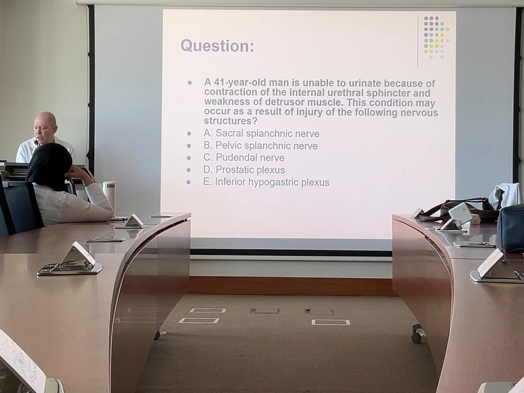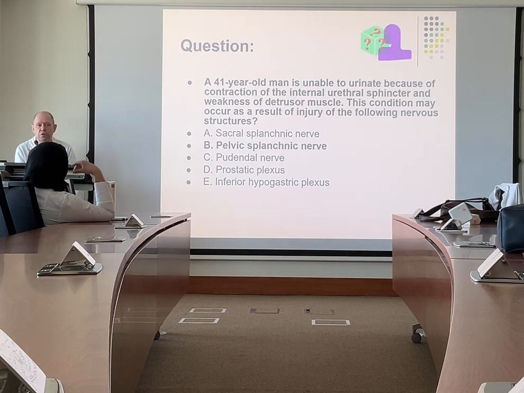Anyway, a 41 year old man is unable to urinate because of the contraction of the internal urethral sphincter and weakness of the detrusor muscle. This condition may occur as a result of injury of which of the following nerve structures? Correct. Pelvic splanchnic nerves will be the correct option in this case. Again, we talked about the pelvic splanchnic nerves, right? So you need to know the root value, you need to know where it's coming from, the preganglionic, postganglionic, that's okay.